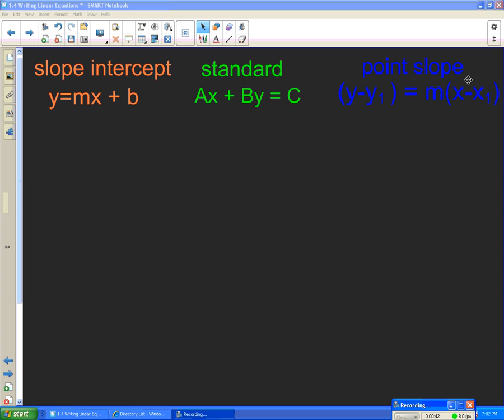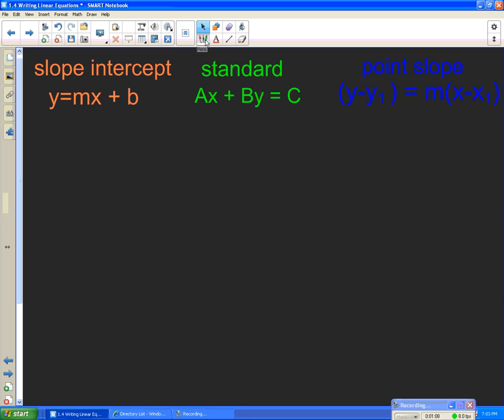Then we have point slope. Point slope is typically used to get to either standard or slope-intercept. We don't usually use point slope for graphing. Point slope requires a slope and a point, and it's y minus y sub 1 equals m times x minus x sub 1. X sub 1 and y sub 1 are going to be a given point, and m, of course, is a slope. So let's go ahead and start by looking at an example.